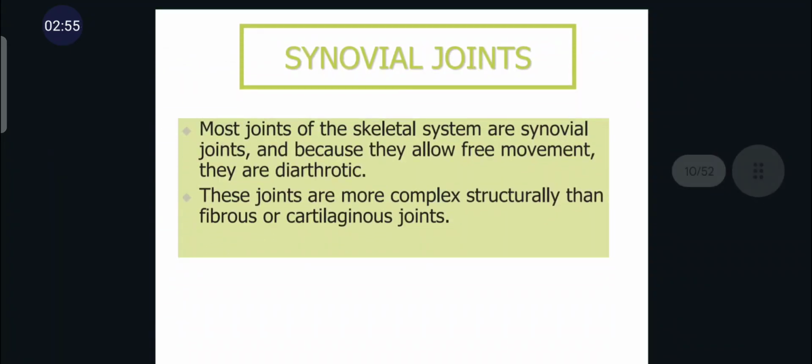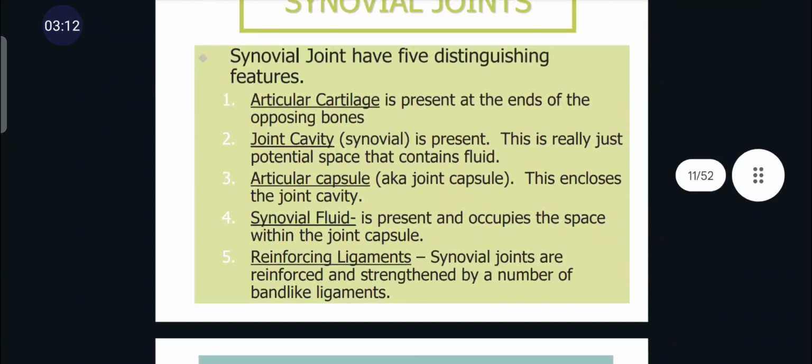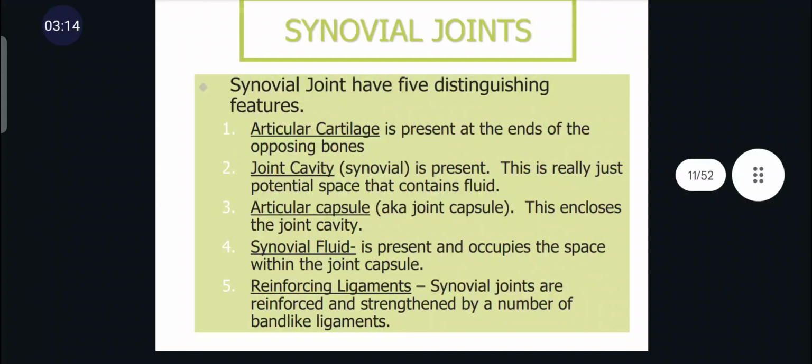The next type of joints is synovial joints. Most of the skeletal system consists of synovial joints because they allow free movement and are diarthrotic. These joints are structurally more complex than fibrous and cartilaginous joints. Synovial joints have particular features. First, they have articular cartilages present at the ends of the articulating bones.